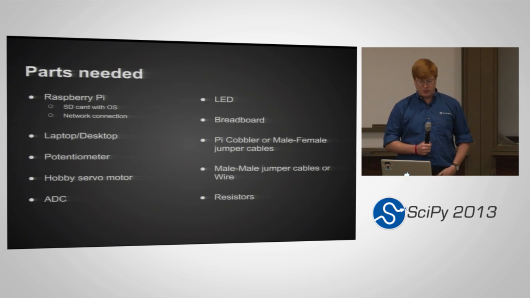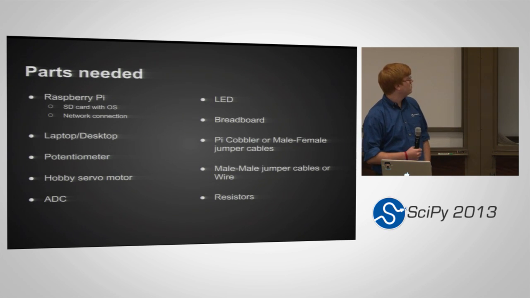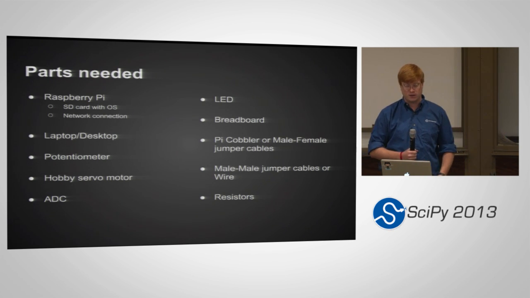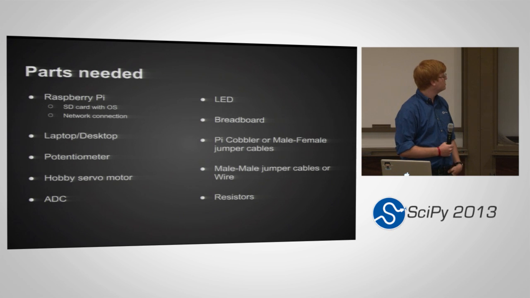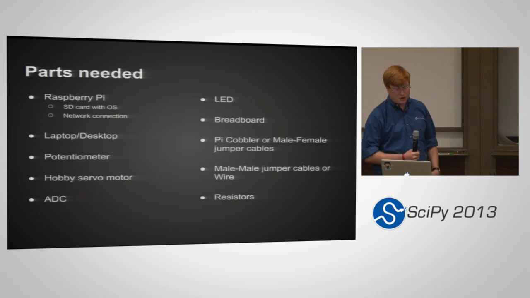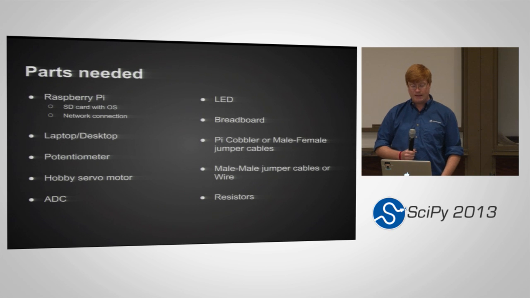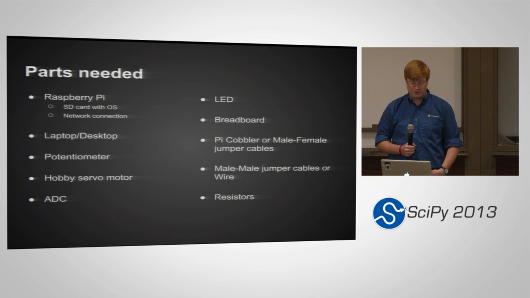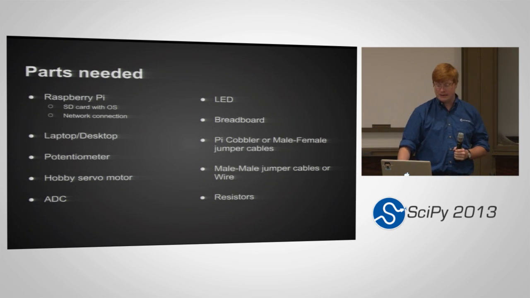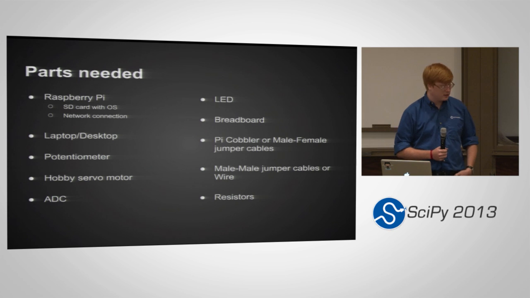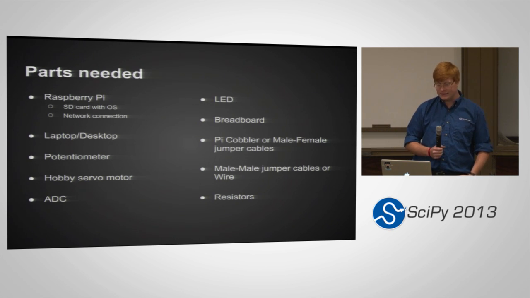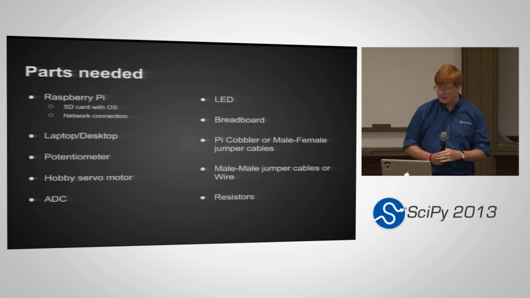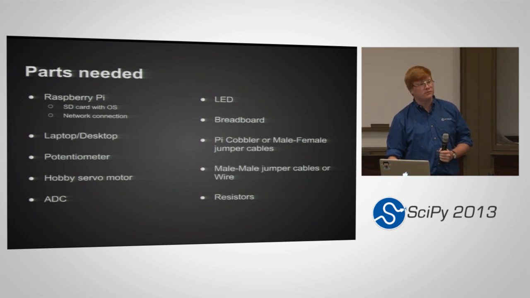So these are the parts that I'm going to be using today. The Raspberry Pi. With the Pi, you need an operating system. I'll put a link to the operating system I use called Occidentals in the next slide. You also need a network connection. Then you need a laptop to communicate with the Pi, a potentiometer, or really any analog sensor that you want to use, a servo, an analog to digital converter, and then these things here on the right are some of the other hardware that we're going to be using, an LED, a breadboard to prototype, just makes it easy to connect your components, then some jumper cables and various resistors as well.